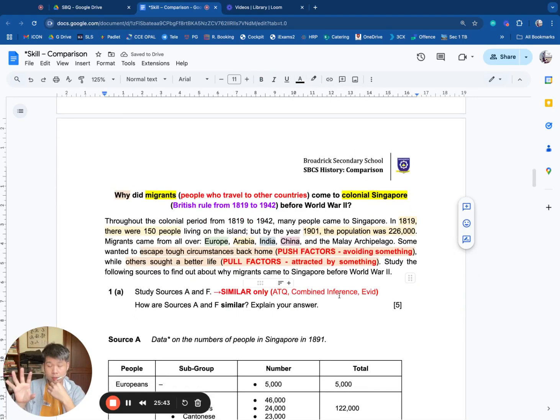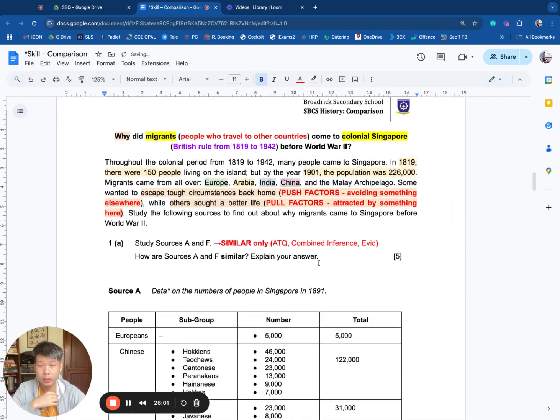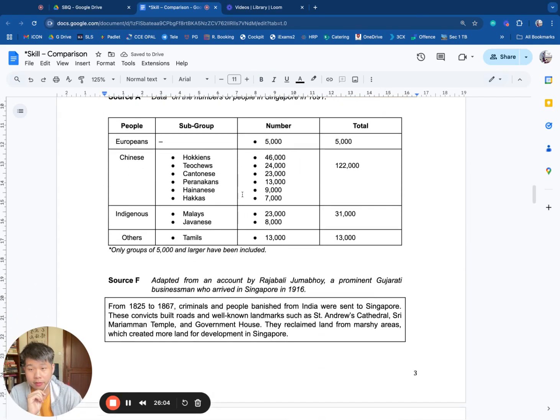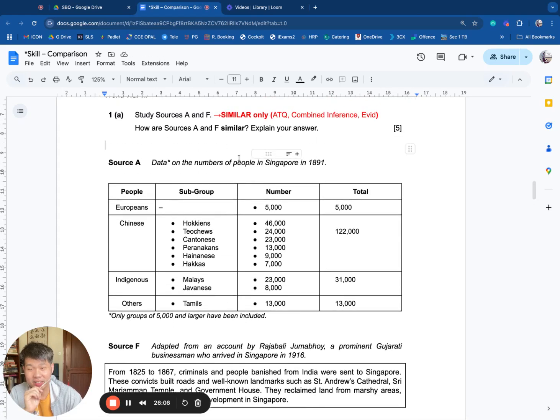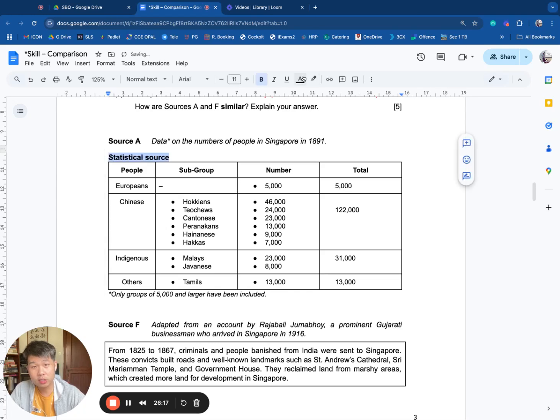Okay, so I'm just sort of getting some basic information about all the sources here. It's about migrants, about people who are traveling to Singapore from other countries. Why did they come? They might want to avoid something: push factors. They might be attracted by something: avoid something elsewhere, or attracted by something here. Okay. So now we are going to look at A and F at long last. How are A and F similar? Explain your answer. A is a set of data. So this is a statistical source. This is the first time we're looking at a statistical source. And for a statistical source, the evidence is about citing the numbers.